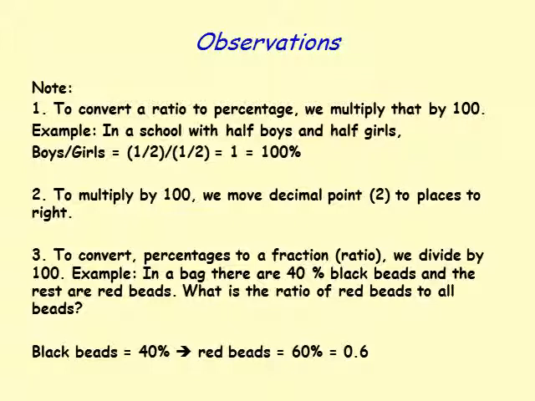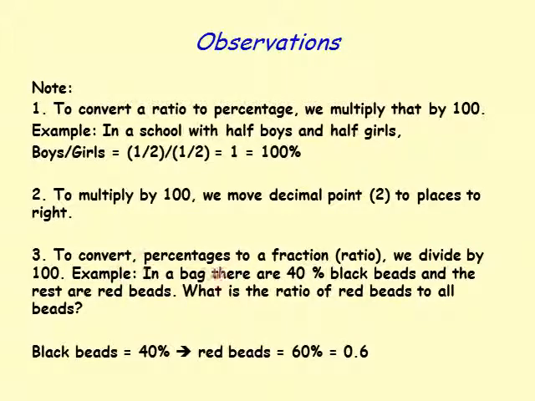Now, observations. To convert a ratio to a percentage, we multiply by 100. For example, in a school with half boys and half girls, the ratio of boys to girls is half divided by half, which is 1, and 1 is 100%. We move the decimal place to the right by 2. To multiply by 100, we move the decimal place 2 places to the right. To convert a percentage to a fraction, which is a ratio, we divide by 100.